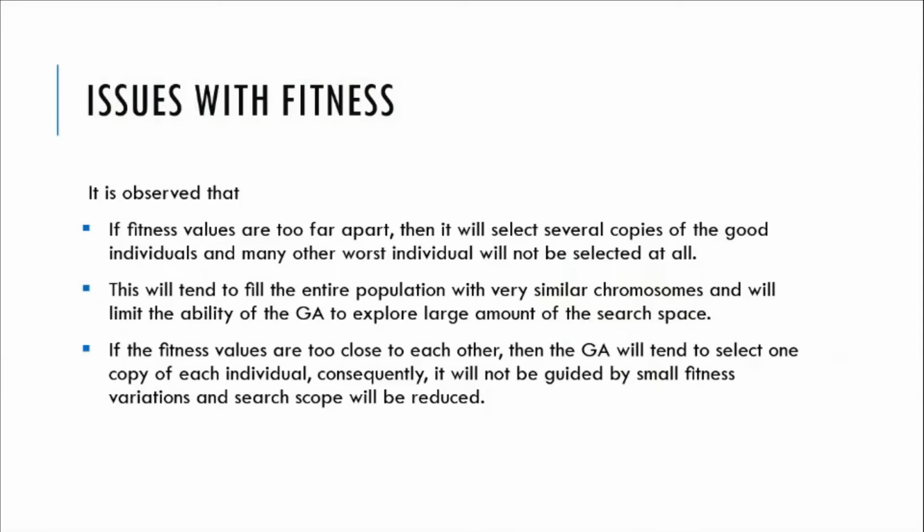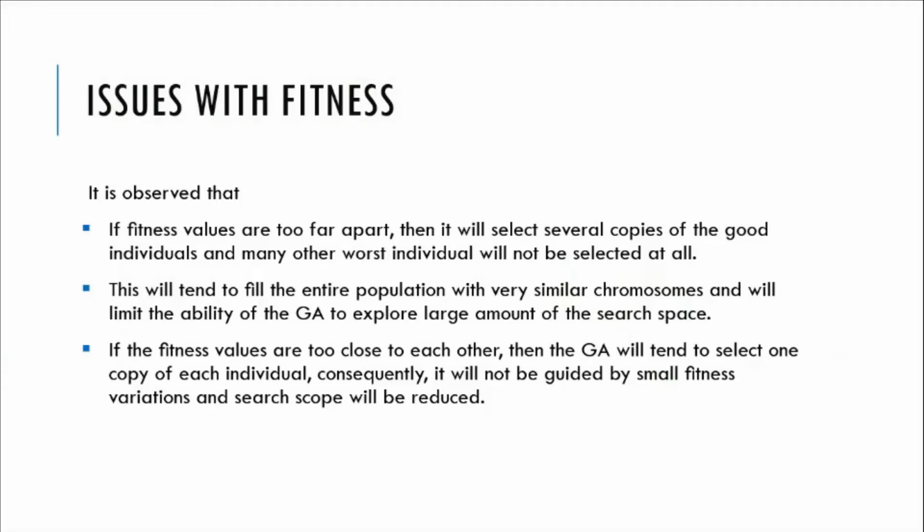That is, the major portion of individuals within a particular population have similar chromosomes, so it doesn't explore the entire search space. The other condition is, if the fitness values are too close to each other, then the GA will tend to select one copy of each individual. Consequently, it will not be guided by small fitness variations, and again the search scope will be reduced. By this reduction in the search scope, premature termination is possible. So that is the issue with the fitness.